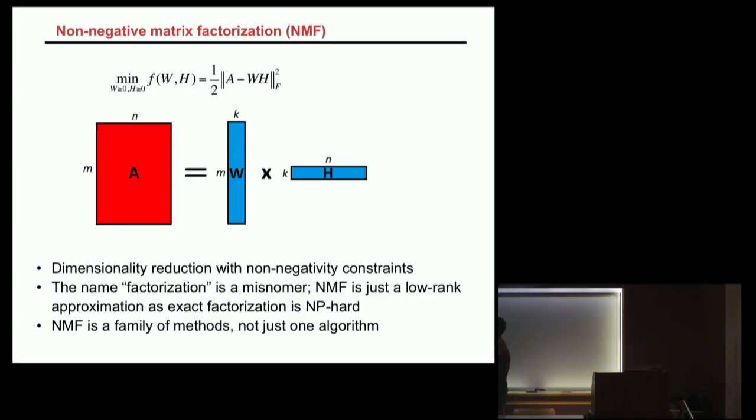So it's a dimensionality reduction, except that you are constrained, and you can see it in the problem formulation. You want these matrices with lower dimensional space, W and H, to be all non-negative. All the entries are either 0 or positive, right? So that's the constraint. And why do we want that?